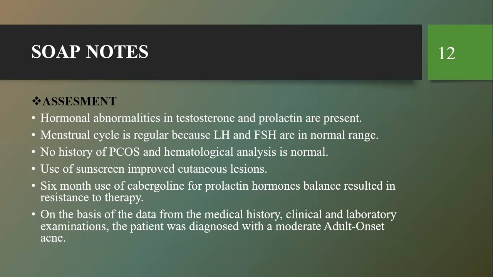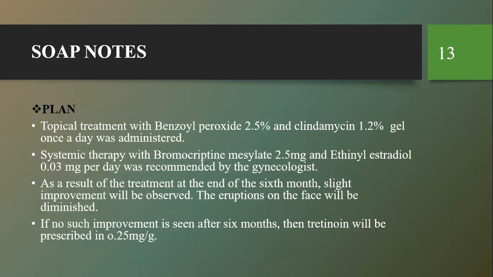For the treatment plan, we have topical treatment with benzoyl peroxide 2.5% and clindamycin 1.2% gel once a day, and systemic therapy with bromocriptine mesylate 2.5 mg and ethinyl estradiol 0.03 mg per day was recommended by the gynecologist. As a result of the treatment, at the end of 6 months, slight improvement will be observed. The eruption on the face will be diminished. If no such improvement is seen after 6 months, then tretinoin will be prescribed in 0.25 mg per gram.